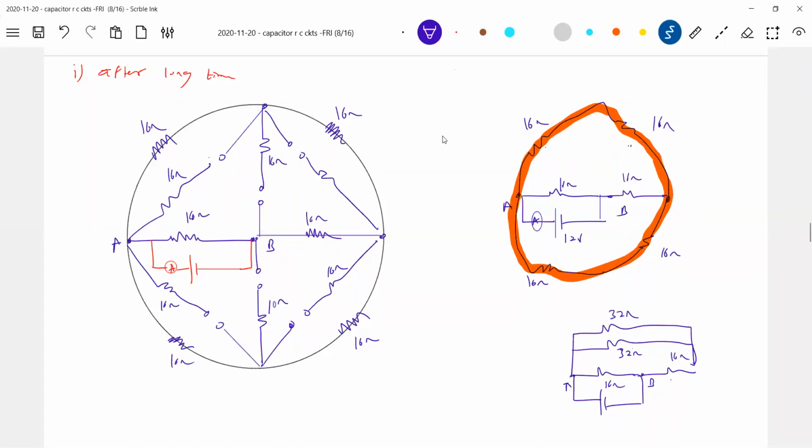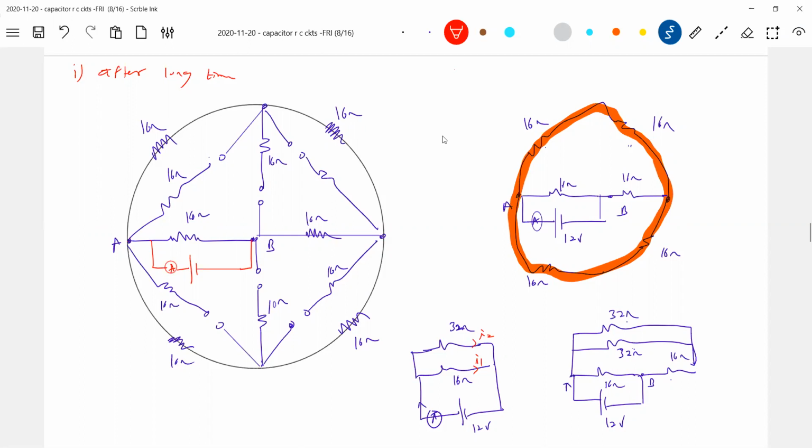So the next circuit will be 16, 16 will be 32. Okay, this will be 32, 32, 16. So the next circuit will be 32 ohm, 16 ohm, and this is the cell. So now you calculate the current through this one. This will be 12 volt. Calculate current here and here, add up these two currents. That should be the current flowing through the ammeter.